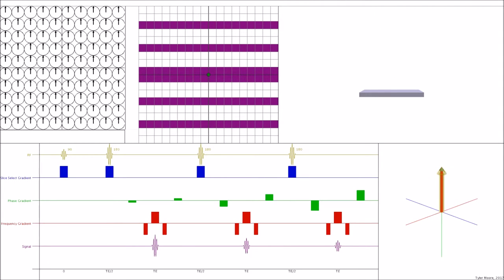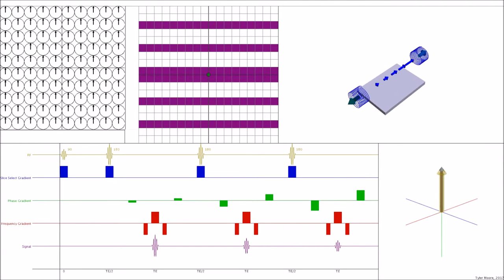To understand why we prioritize the center of k-space and how we even get a diagnostic image from k-space requires a discussion on two-dimensional Fourier transforms.